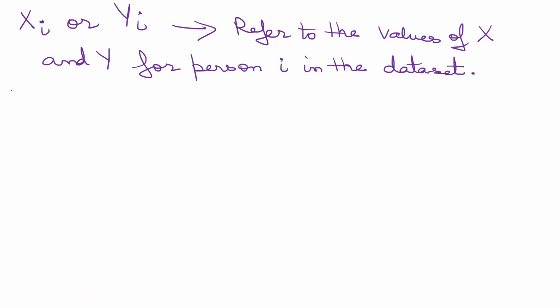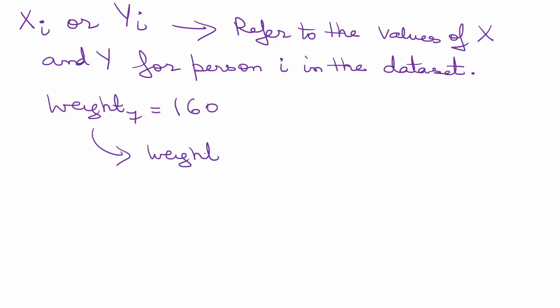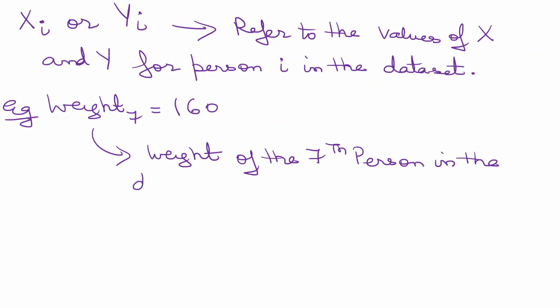Okay, so let's say if I write weight 7 equals 160, this basically means that the weight of the seventh person in the data set is 160 pounds, and the seventh person is Mr. Smithers.